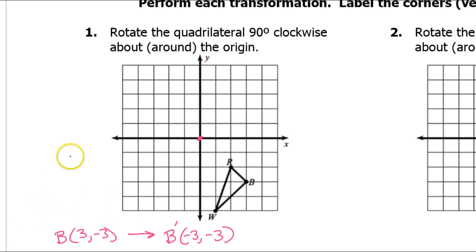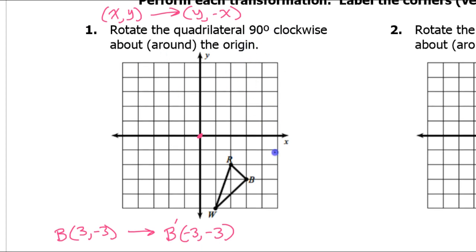And I feel like I should go ahead and write down the rule right next to this. So for a clockwise rotation, x, y becomes... And remember, the y value stays the same. They're going to switch places. The y value stays the same, but the x value changes signs. So I show it that way. So that's the rule for a 90-degree clockwise rotation around the origin.